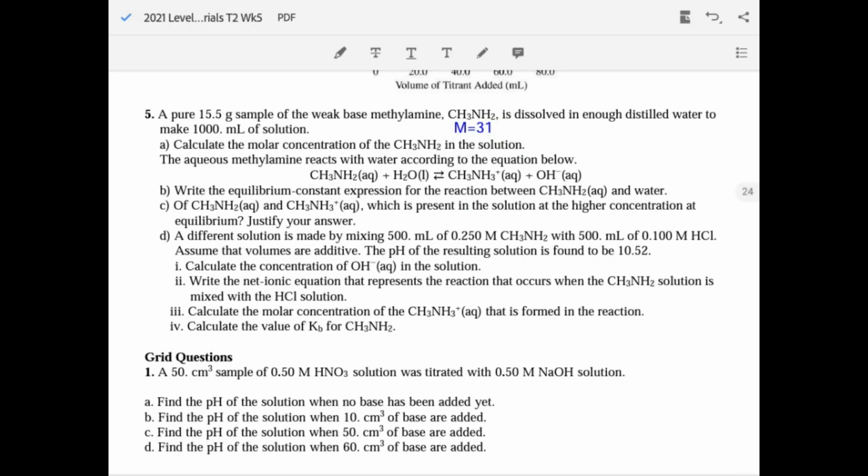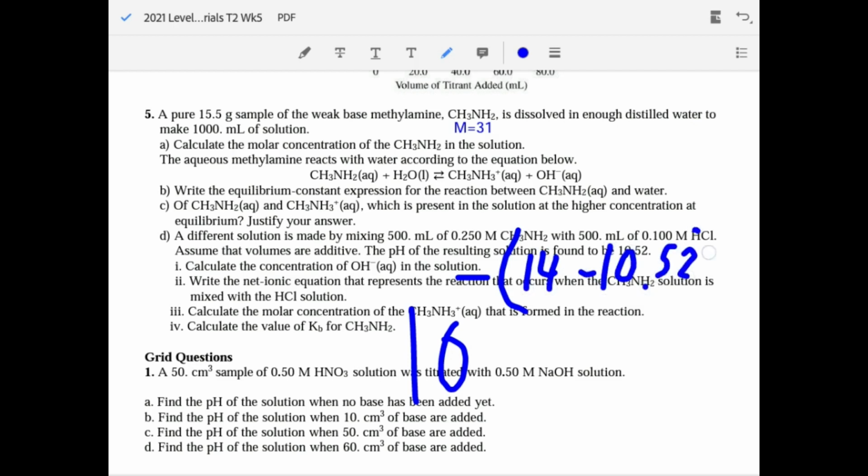A different solution is made by mixing 500 milliliters of that and 500 milliliters of HCl. Assume volumes are additive. The pH of the solution is found to be 10.52. Calculate the concentration of OH minus. You have pH, so it's simply 10 power minus pOH, which is 14 minus pH, which is 10.52. Put it in the calculator, and you should get 3.31 times 10 power minus 4.